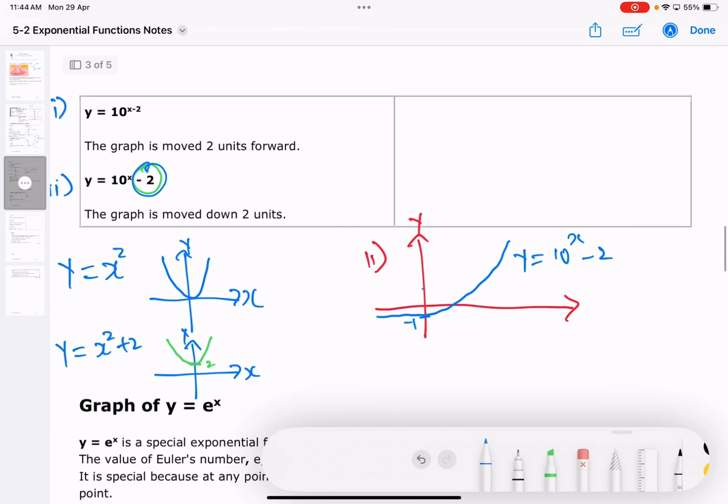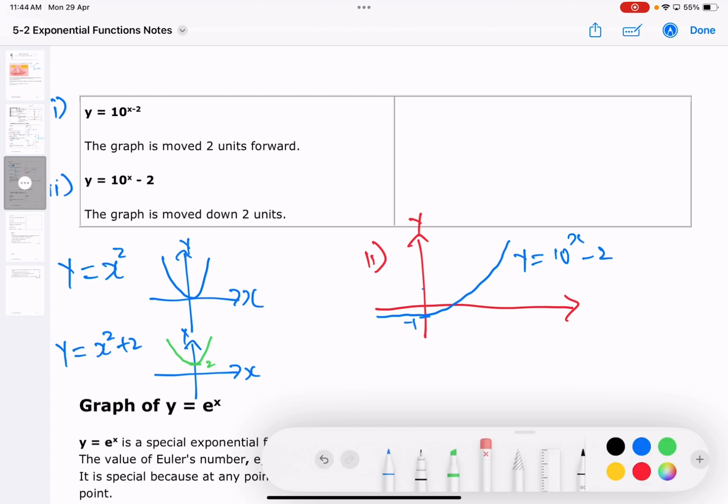Whenever you have this plus or minus of anything here, if it's minus, it means that it shifted down 2 units. If it's plus, it means it shifts up 2 units. Okay?